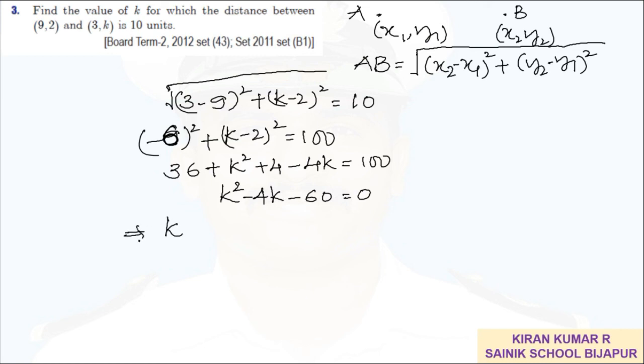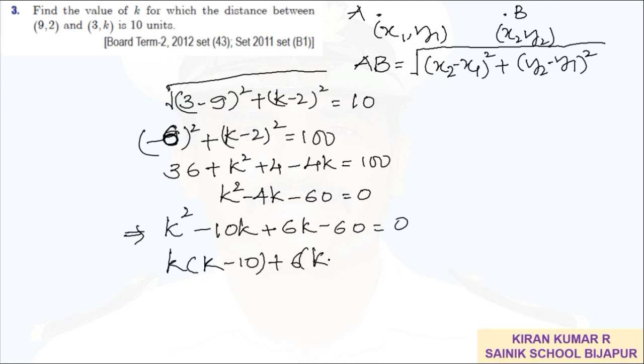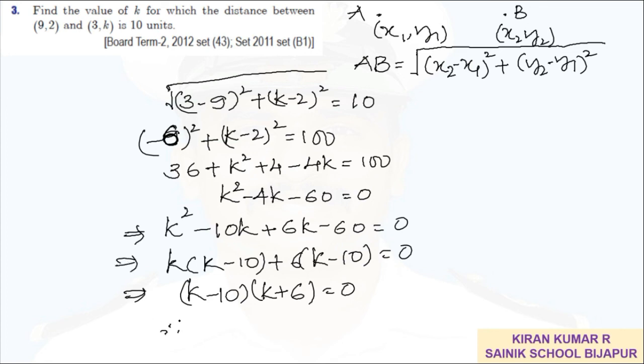We had solved a similar type of question where this type of equation was there. We consider positive 6 and negative 10: k square minus 10k plus 6k minus 60 equal to 0. Taking k common, k(k minus 10) plus 6(k minus 10) equal to 0. The value is nothing but (k minus 10)(k plus 6) equal to 0. Therefore k is 10 or negative 6. These are the values of k.